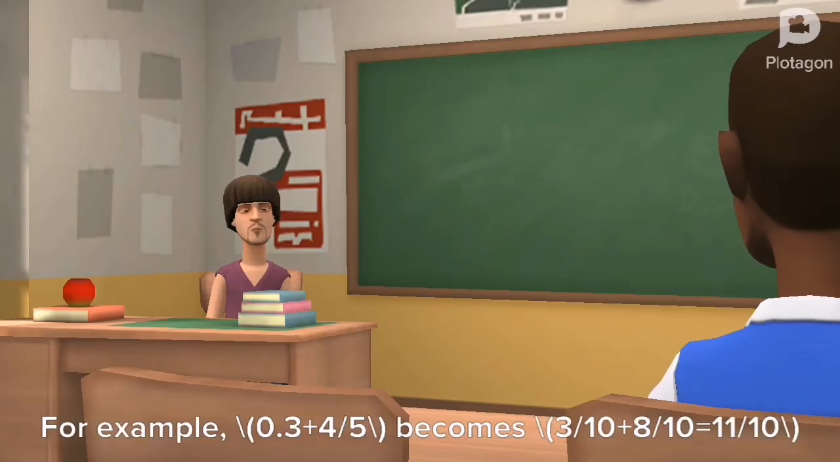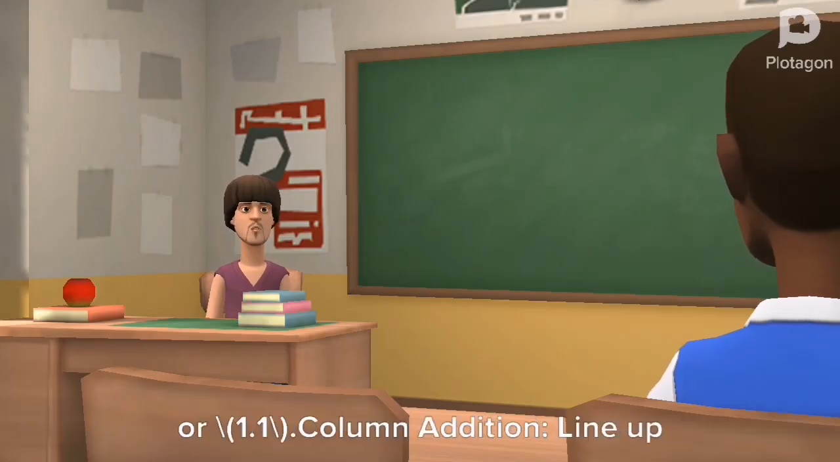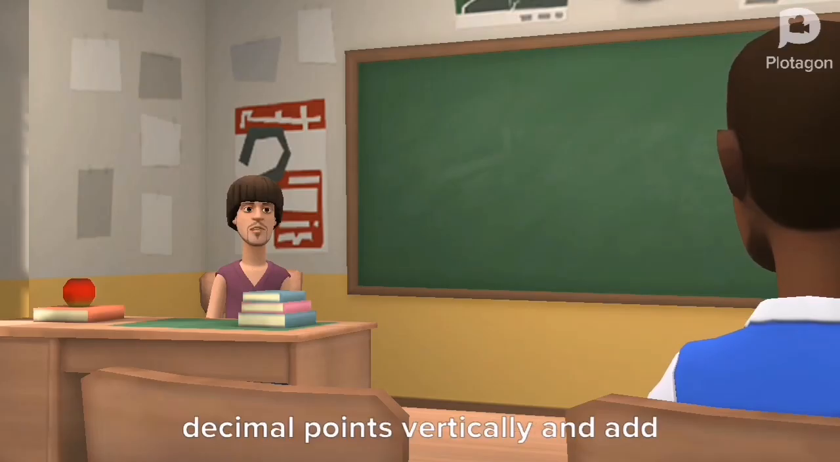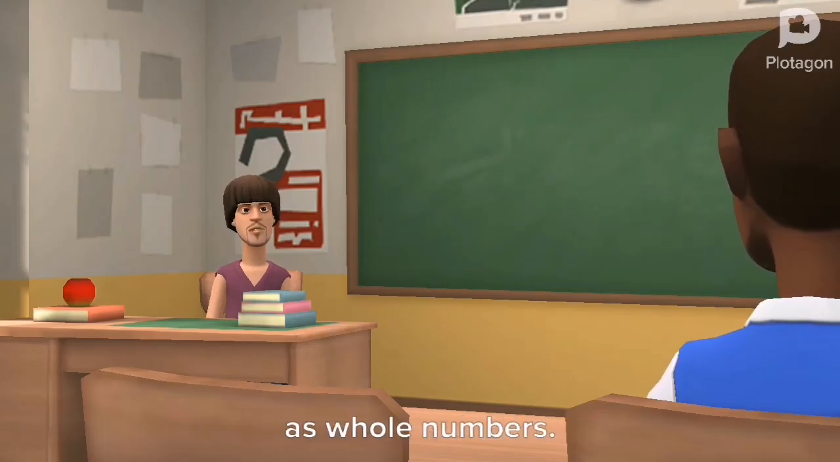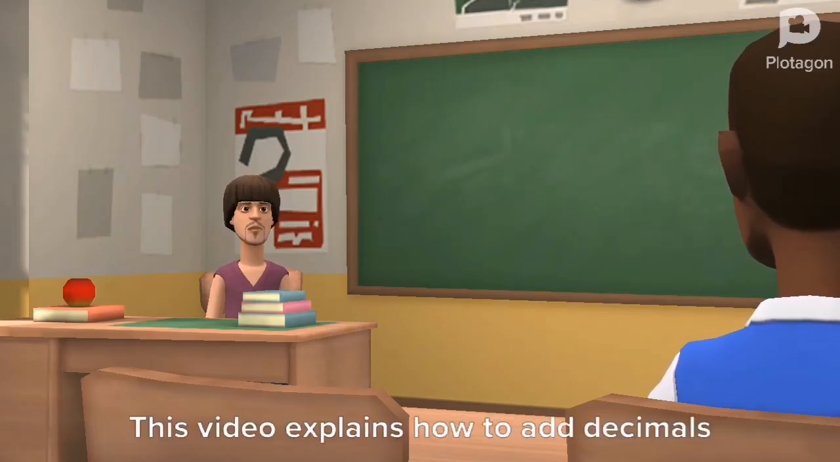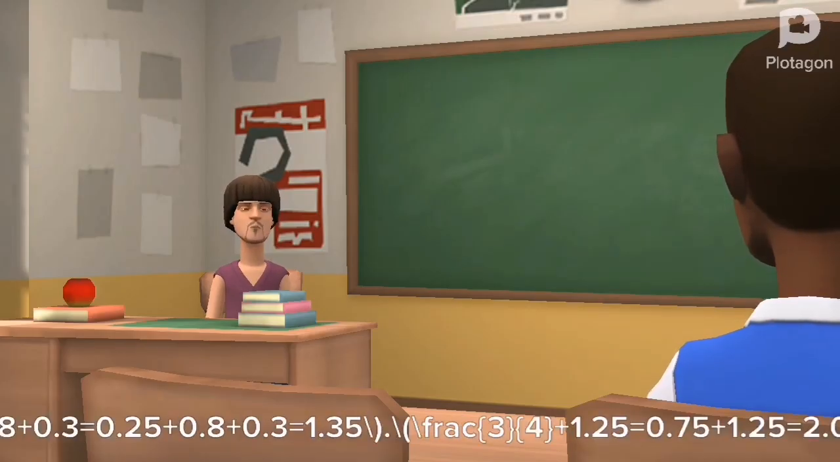Column addition, line up decimal points vertically and add as whole numbers. This video explains how to add decimals and fractions. Common examples: 1/4 plus 0.8 plus 0.3 equals 0.25 plus 0.8 plus 0.3 equals 1.35. 3/4 plus 1.25 equals 0.75 plus 1.25 equals 2.0. 3/10 plus 45/10 equals 48/10 equals 4.8.